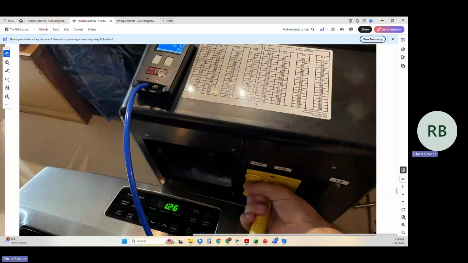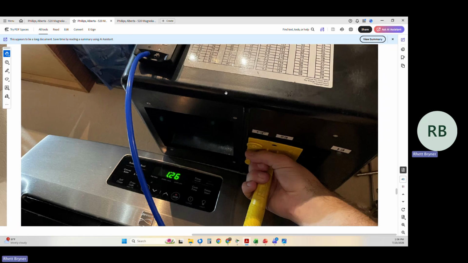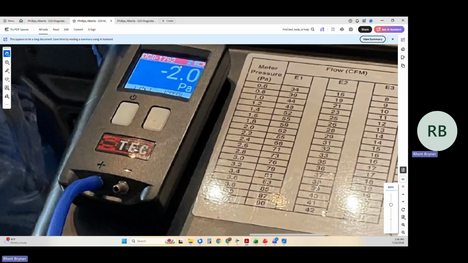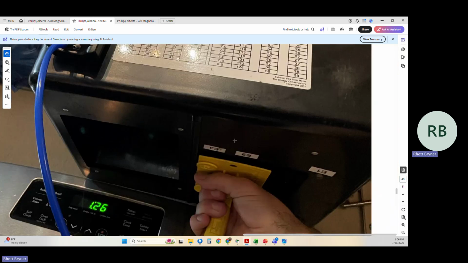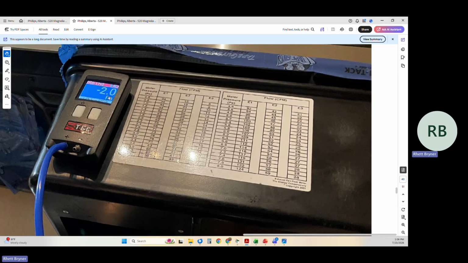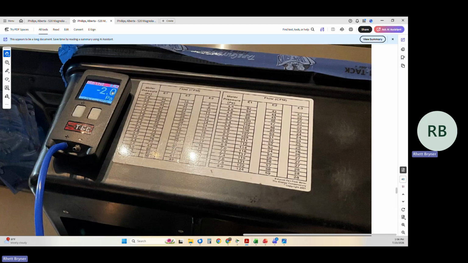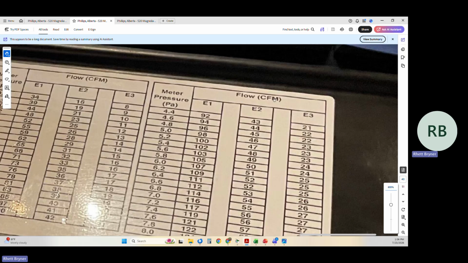So you can see this tool here uses this manometer. This is your pressure readings, but notice the pressure reading here is in pascals, all right? Whereas on our report, they're asking for CFM, okay? So that says -2, but don't put a -2 here because that's not what they're asking for. All right. We need to take that -2 and convert it to CFM. All right. So that's what this little chart on our tool does.